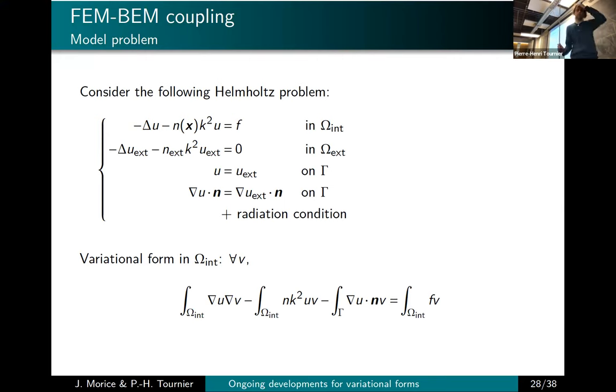I will speak about some with the right pattern about finite element and boundary element couplings. I consider a domain omega. I have the Helmholtz equation with a non-constant coefficient. And here I suppose that inside the domain, omega int, I have the Helmholtz equation with a constant coefficient. And for the boundary condition, the boundary gamma is between omega int and omega exterior. I suppose that the Neumann traces are equal and the Dirichlet traces are equal.